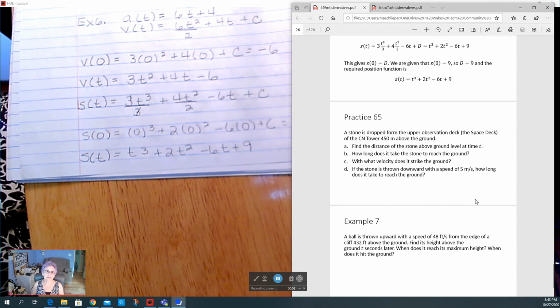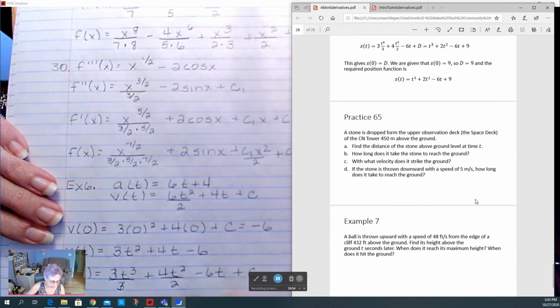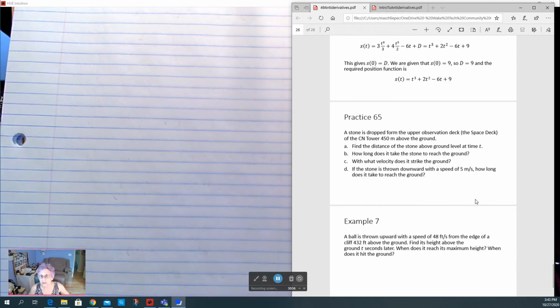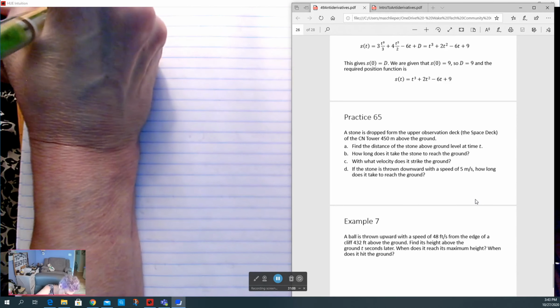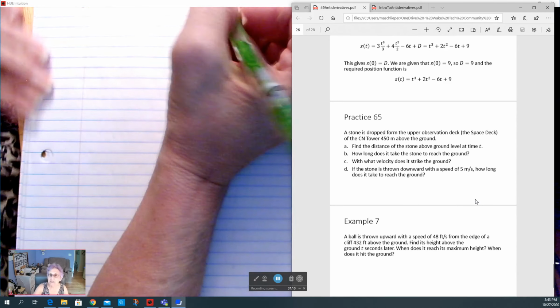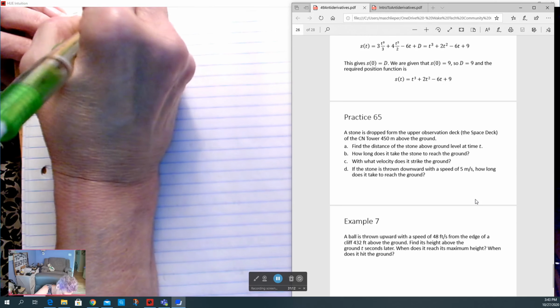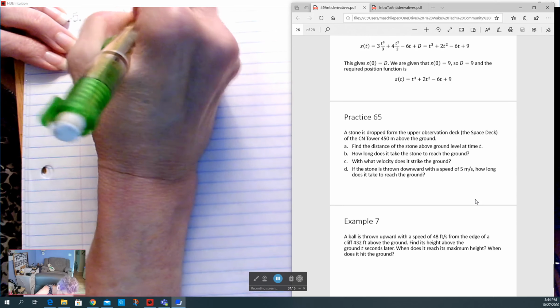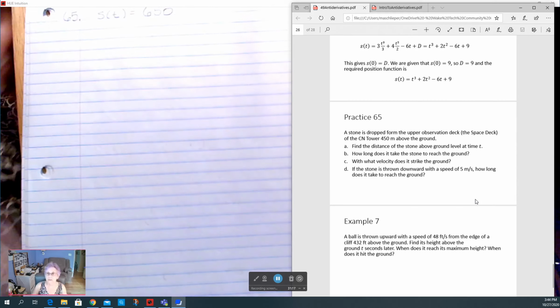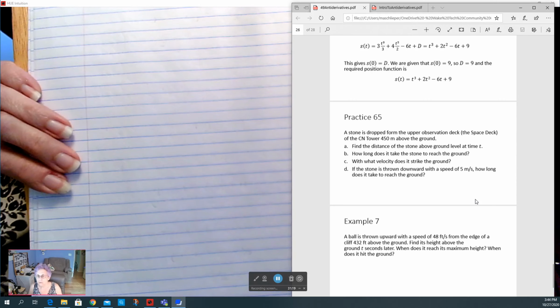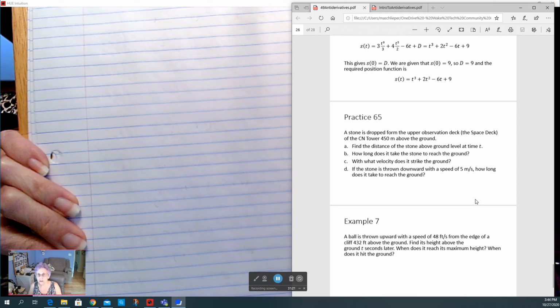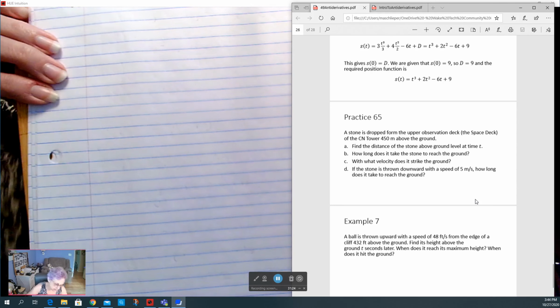Okay, let's look at an application problem. A stone is dropped from the upper observation deck of the CN Tower 450 meters above the ground. There's their obsession with the CN Tower again. So that means its initial position is 650 meters. We want to find the distance the stone is above the ground at time t.